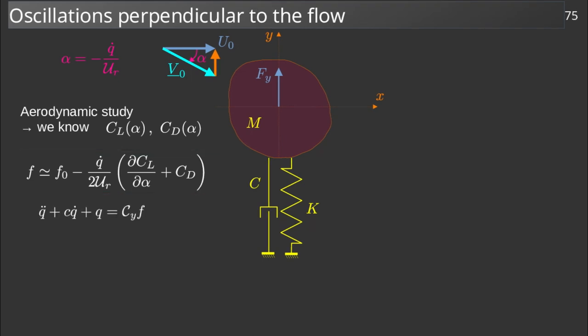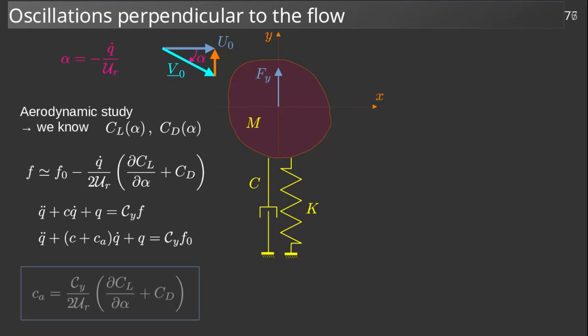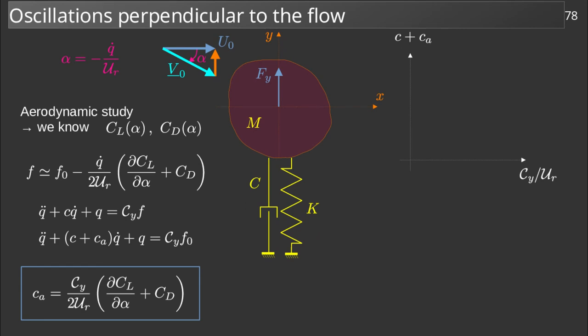In dimensionless form, this is written q dot dot plus c times q dot plus q equals Cauchy times F. If we expand F, we can put on the left side the force proportional to q dot, making an added damping appear. We can then represent the evolution of this added damping coefficient as a function of Cauchy on ur. Noting that Cauchy is proportional to the velocity squared and ur proportional to the velocity, this is equivalent to varying u naught. For zero velocity, the damping is c.